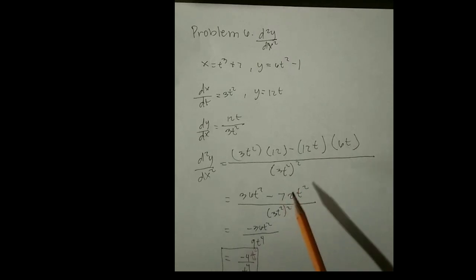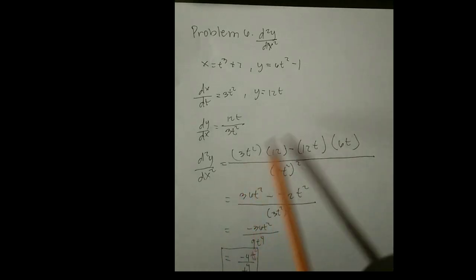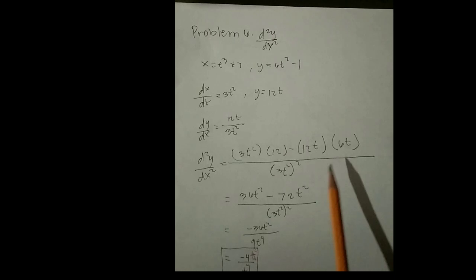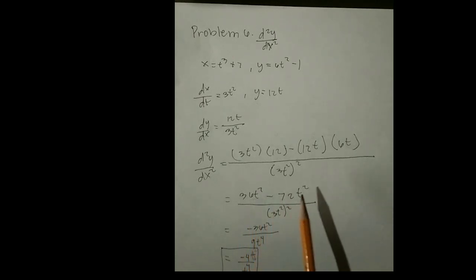So 36t squared minus 72t squared is equal to negative 36t squared over 3 times 3, which is 9. Then add the exponent, so 9t raised to the power of 4. So next we need to simplify.